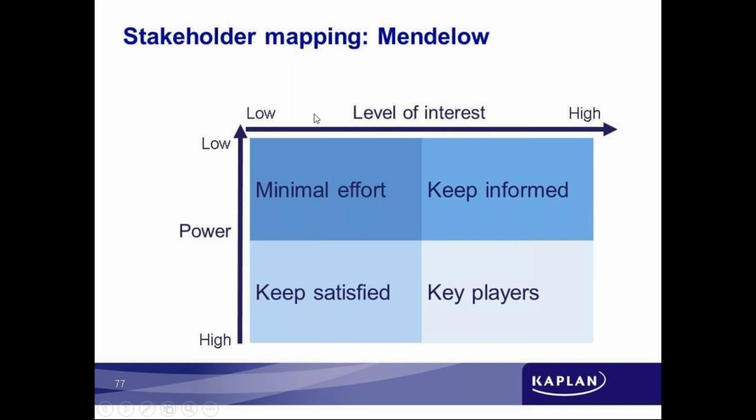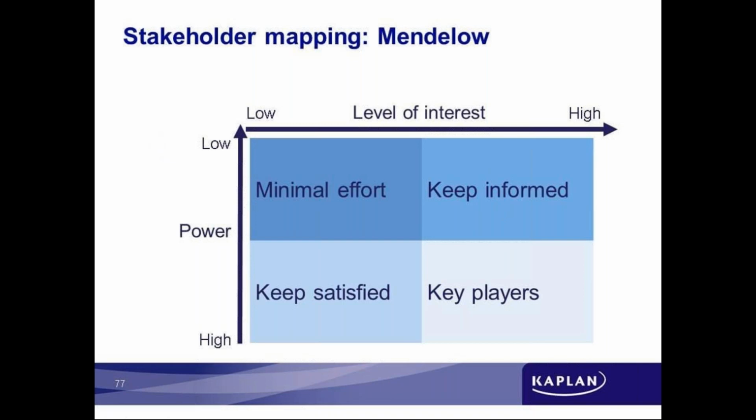Now how you use this model is, first you identify the stakeholders who are pretty much connected to your organization, and then you try to place them in one of the quadrants, and then we decide what we should do with each of these different types of stakeholders.